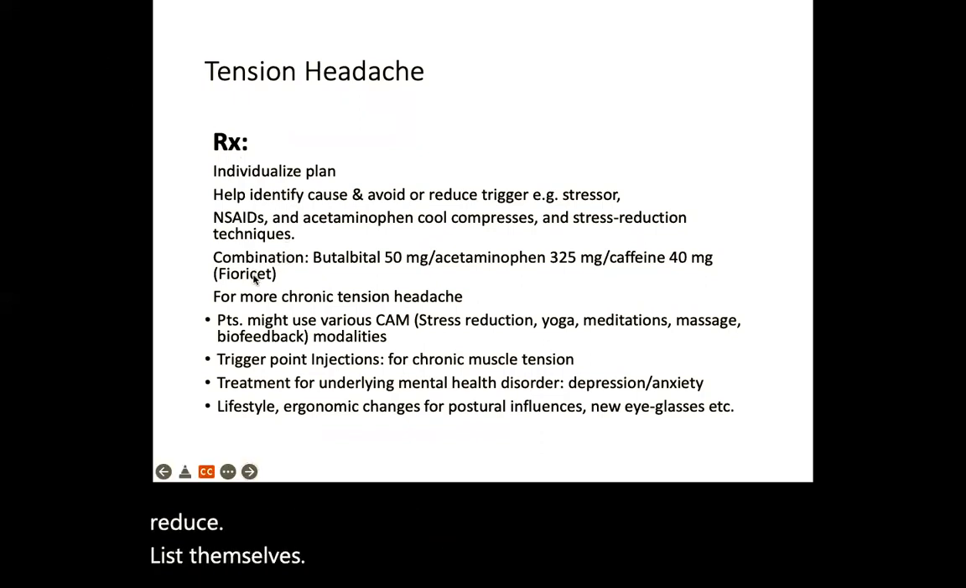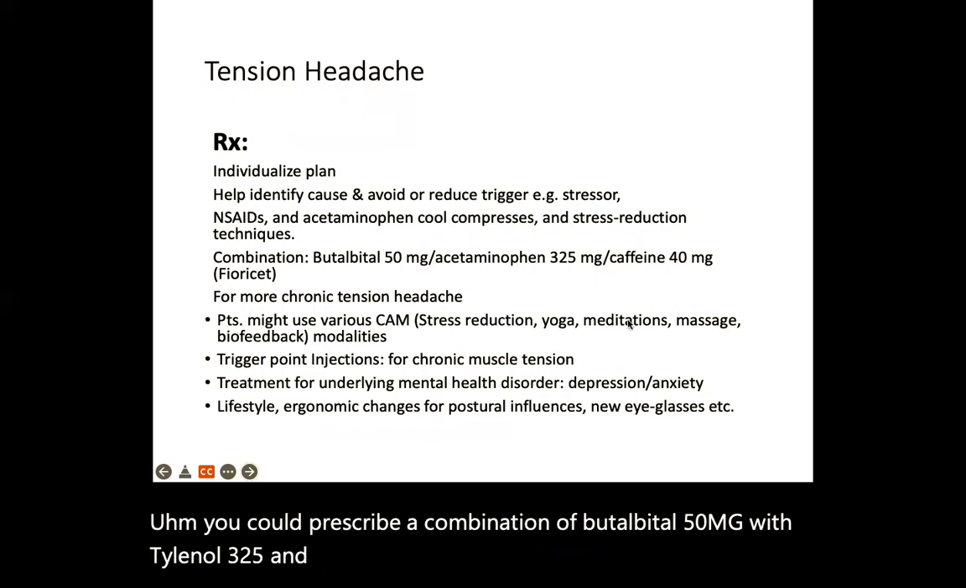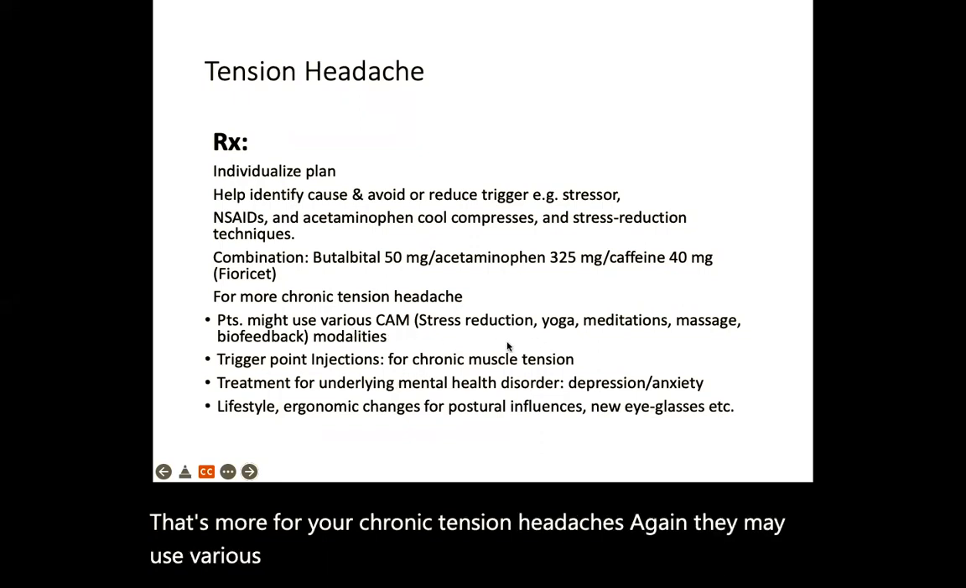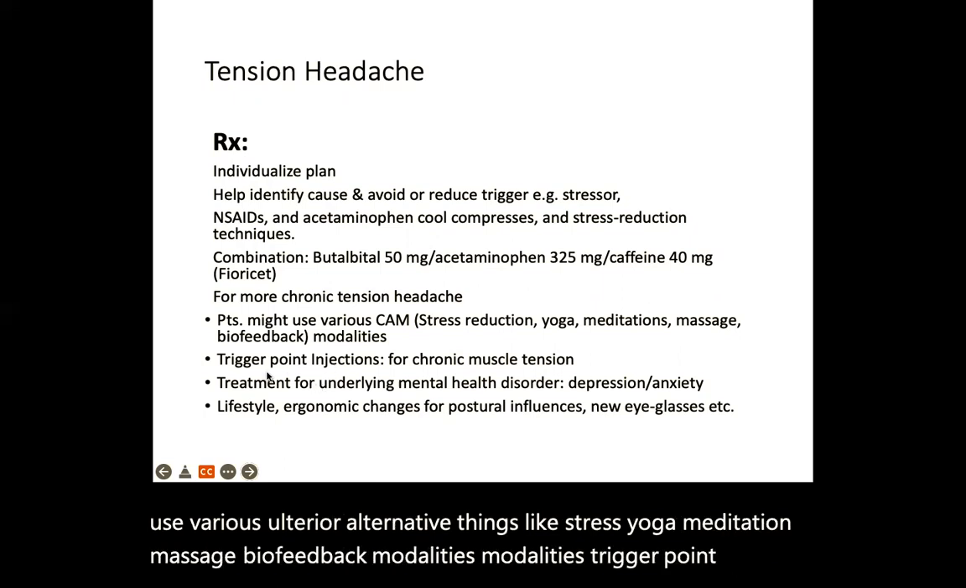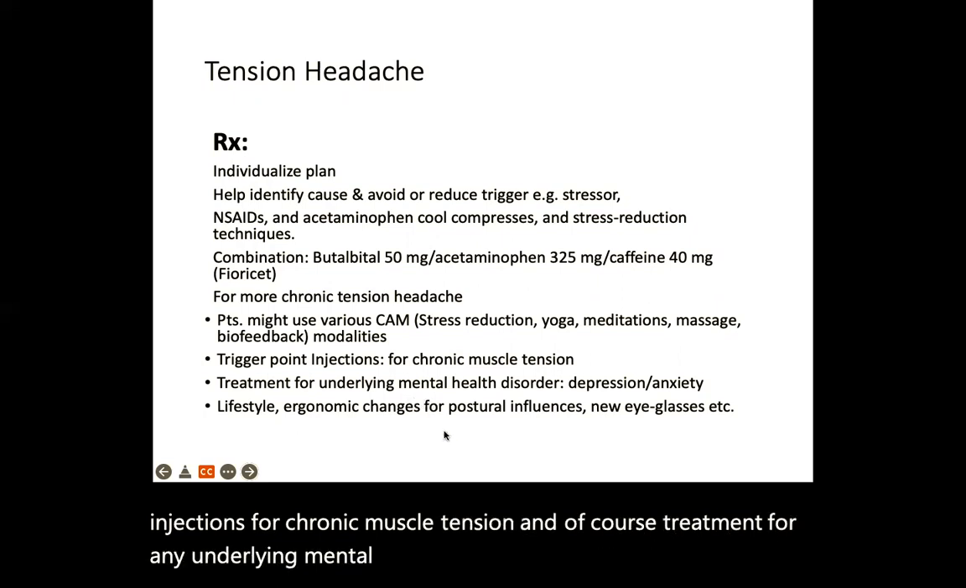You could prescribe a combination of butalbital, 50 milligrams with Tylenol, 325, and caffeine, which is known as Fioricet. That's more for your chronic tension headaches. Again, they may use various alternative things like yoga, meditation, massage, biofeedback modalities, trigger point injections for chronic muscle tension, and of course, treatment for any underlying mental health disorder like depression and anxiety.